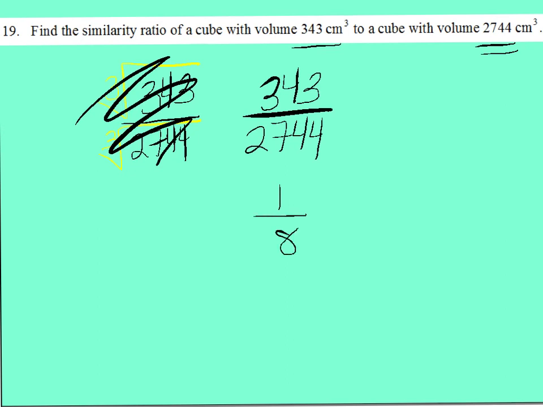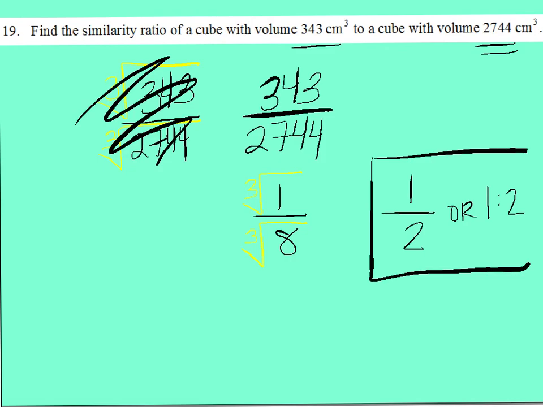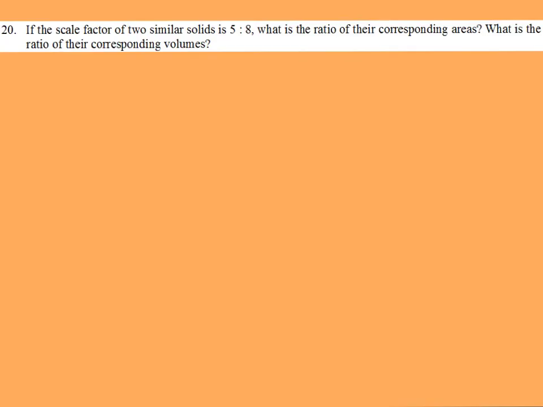Now, since you've reduced it, we can take the cube root of each. And the cube root of 1 is 1, and the cube root of 8 is 2. So our similarity ratio is 1:2. So here's our answer. All right, last problem, number 20.